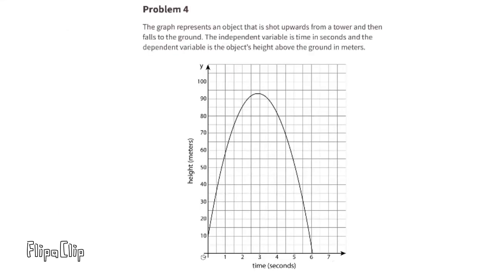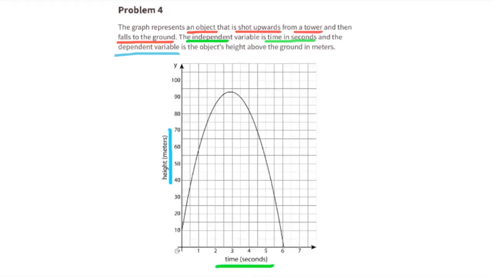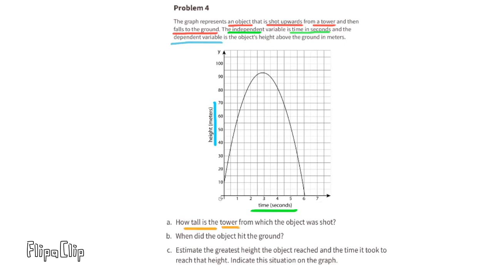Problem number 4. The graph represents an object that is shot upwards from a tower and then falls to the ground. The independent variable is time in seconds, and the dependent variable is the object's height above the ground in meters. A. How tall is the tower from which the object was shot? Look at the graph and look at the vertical axis, the y-axis, the height in meters. The height of the tower must be the y-intercept, which is 10 meters.